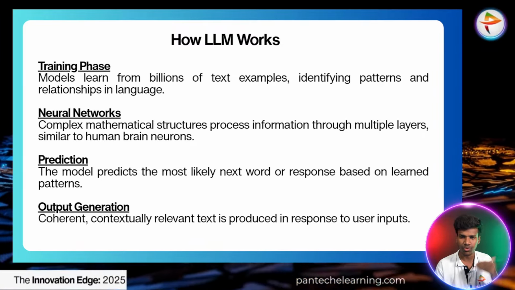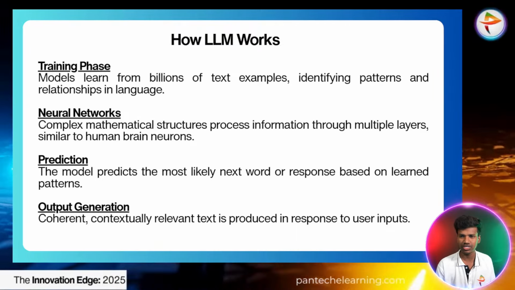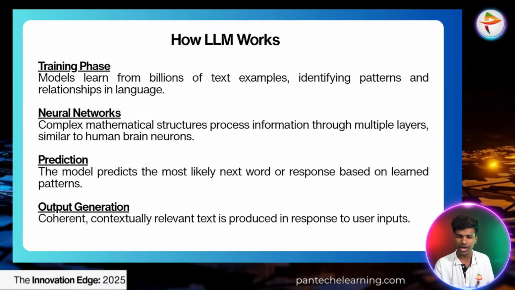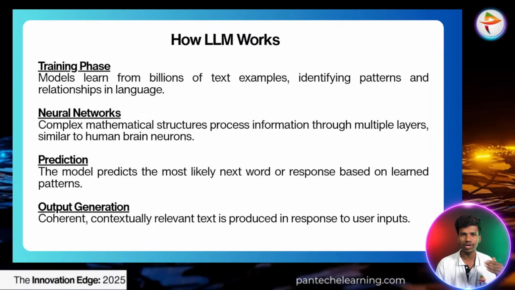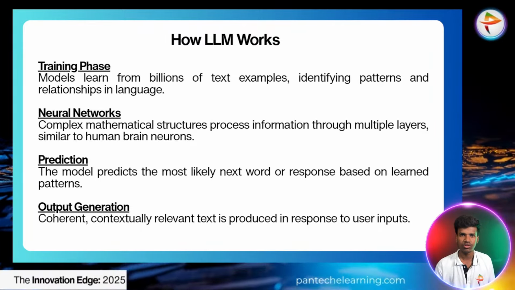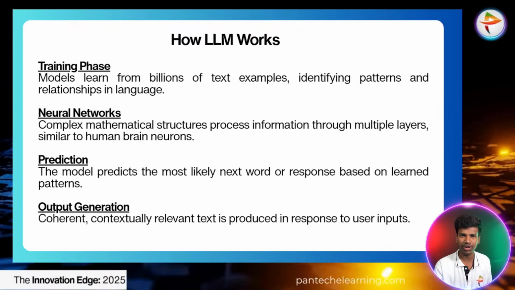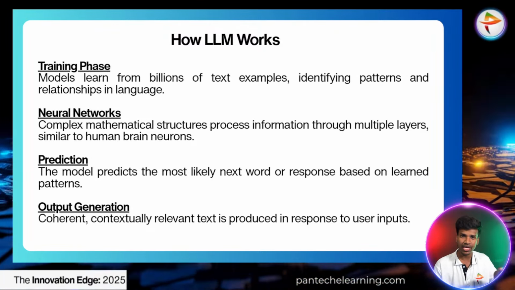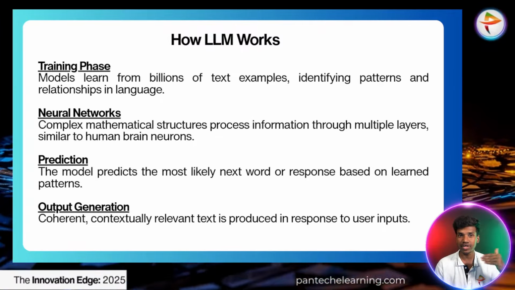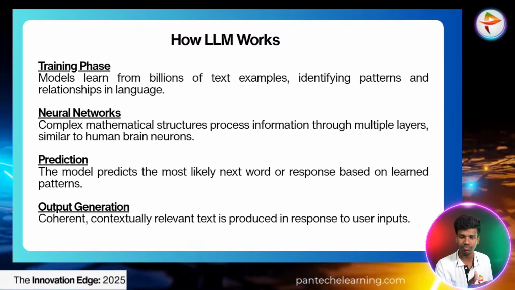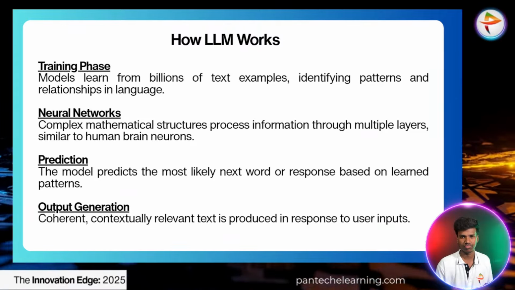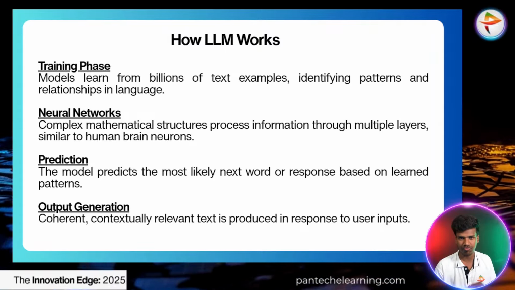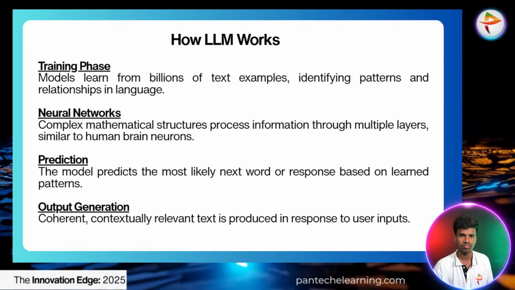Next is the neural network. These complex mathematical structures process information through multiple layers, similar to human brain neurons. The LLM is text-based, so if we ask a mathematical calculation, it has to apply the formula and the steps, and then it can give an answer, with every step and process. The neural network helps analyze that kind of structure, the step-by-step process.